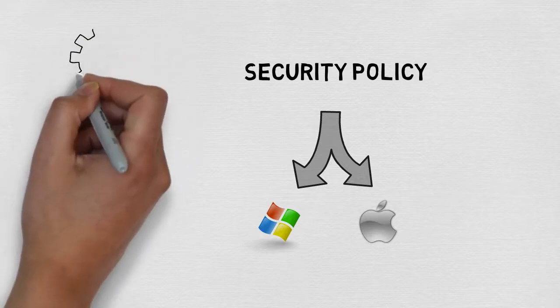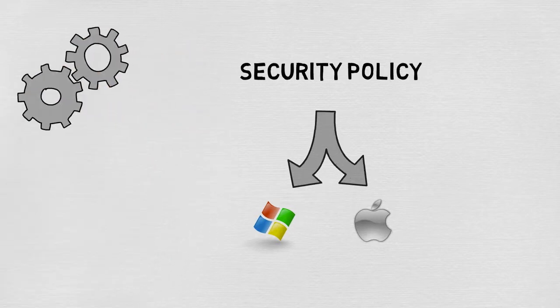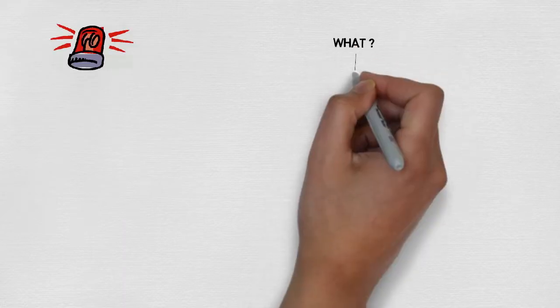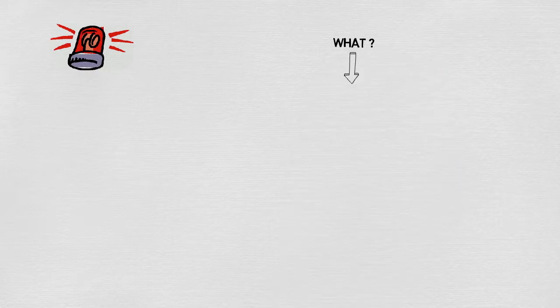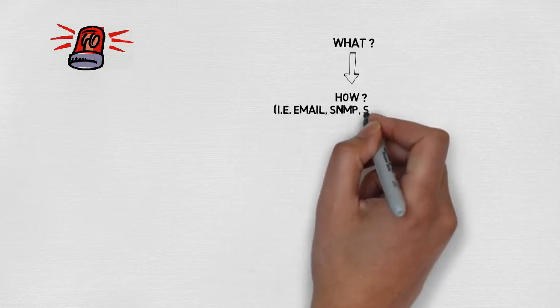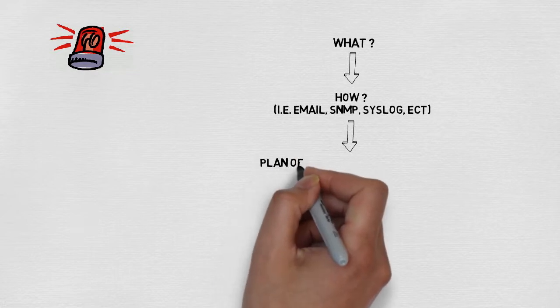And while this may sound obvious, it's a common misstep in smaller organizations to give end users admin credentials. From an alerting perspective, some of the things to consider are, how are you going to be notified when an alert goes off? Will it be via email, syslog, SNMP, or some other method? What alerts are you going to be notified about? Most importantly, what's your plan of action when a given alert comes in?